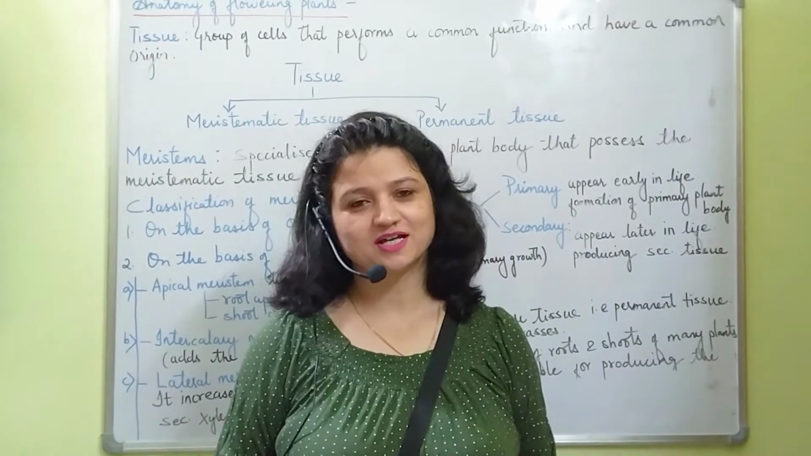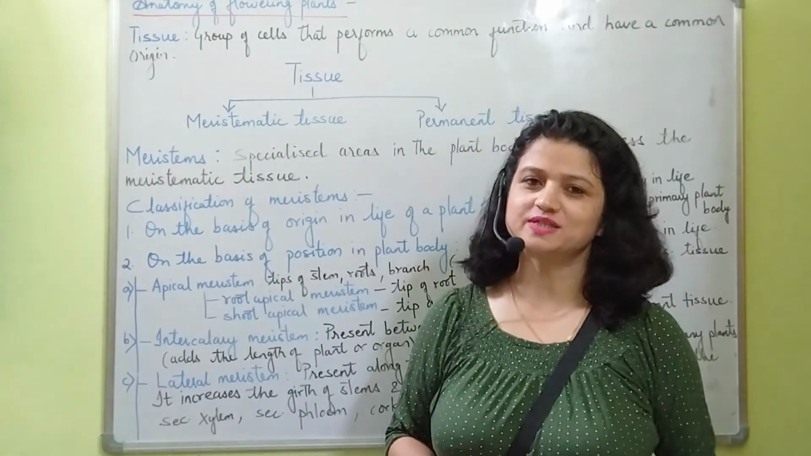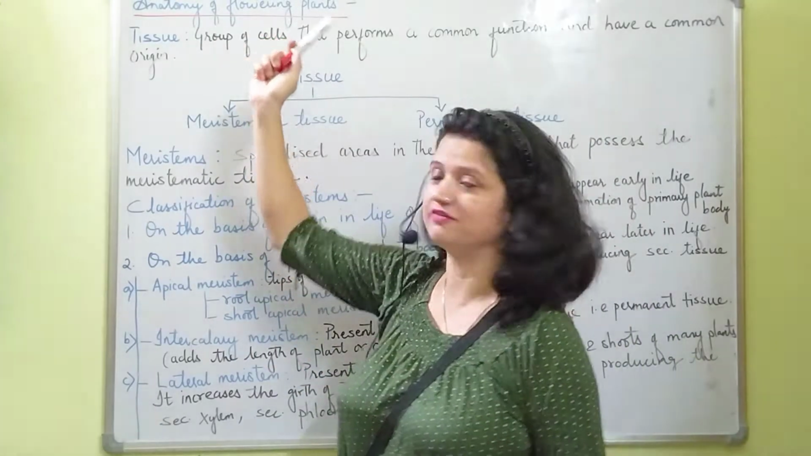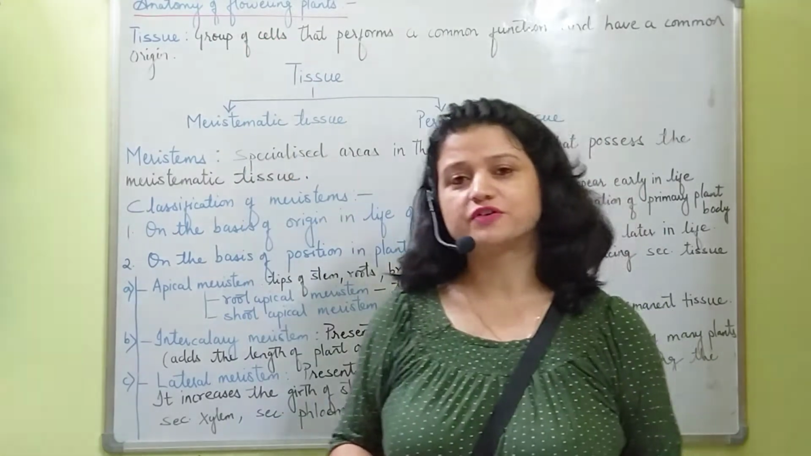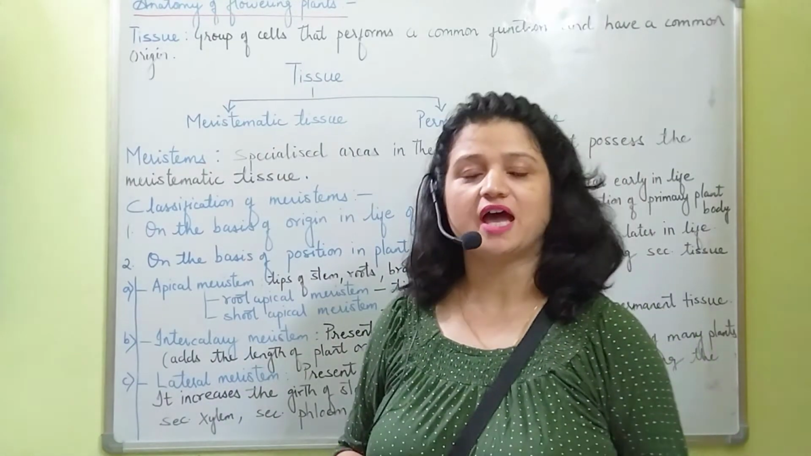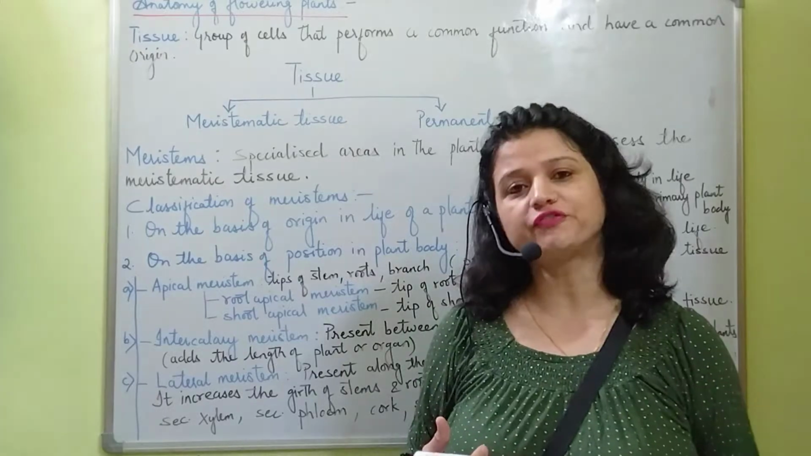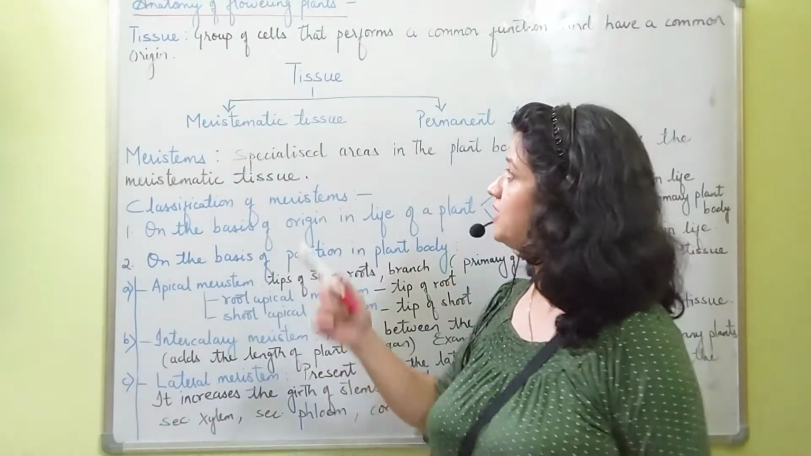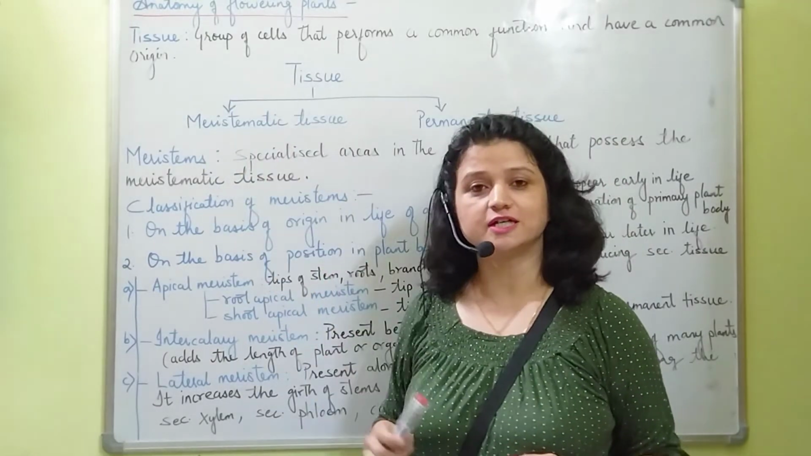Hello students. Today we will study a new chapter, and that is anatomy of flowering plants. First of all, you should know the meaning of the term anatomy. Anatomy means the study of internal structure of an organism. Now here, first of all, we will study about tissue.